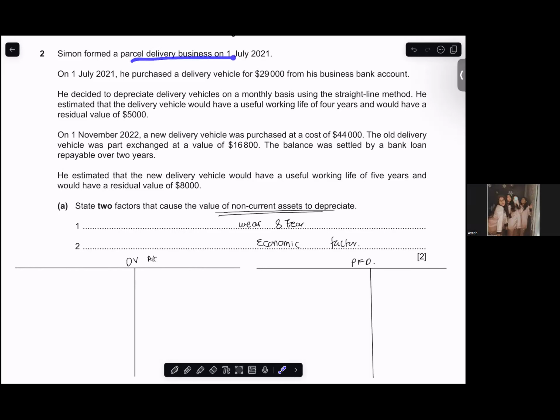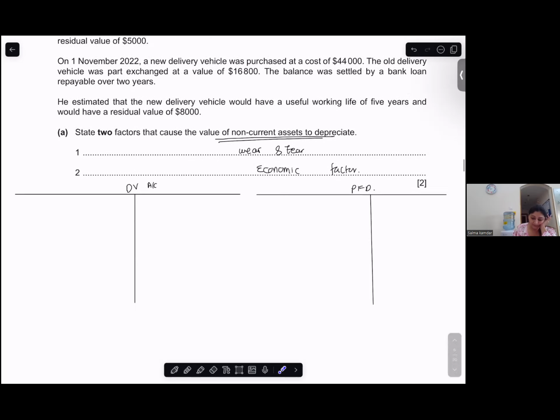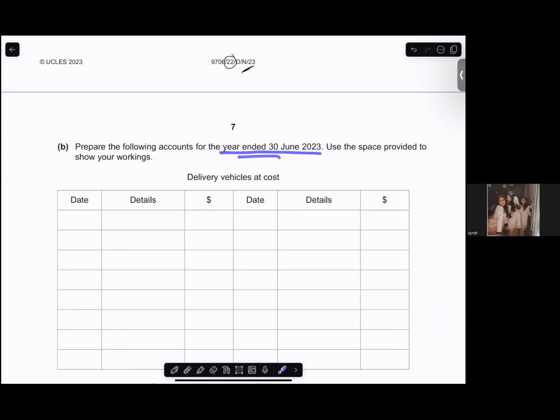Simon formed a parcel delivery business on 1st July 2021. On 1st July 2021, he purchased a delivery vehicle for $29,000 from his business bank account. Can you tell me, we are supposed to prepare the account for which year? 30th June 2023.